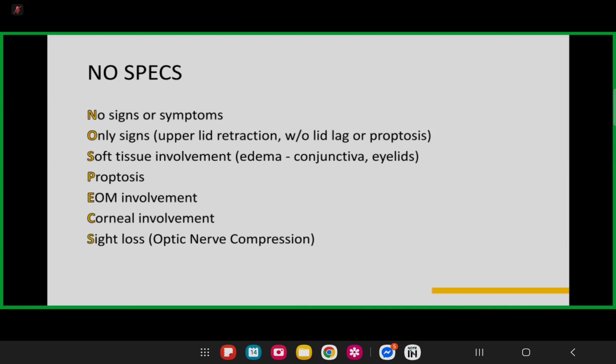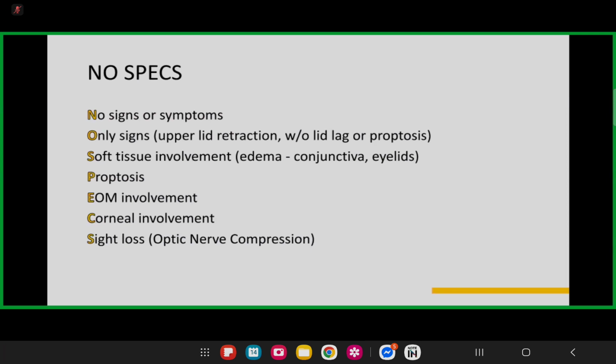Then later, they may develop soft tissue involvement, meaning there is more edema, which can now affect your conjunctiva and eyelids. And then they would have proptosis, or globe displacement, later evolving to extraocular muscle involvement or restriction. And then you would have lagophthalmos, so you're not able to fully close your eyes, or the eyes are more proptosed. So the cornea is now exposed to the environment. It can't be covered by your eyelids.